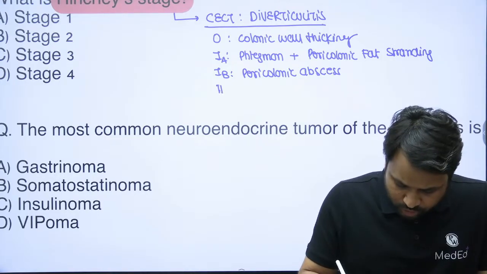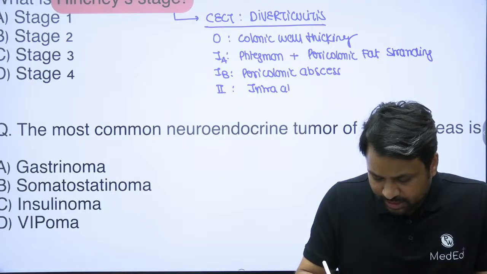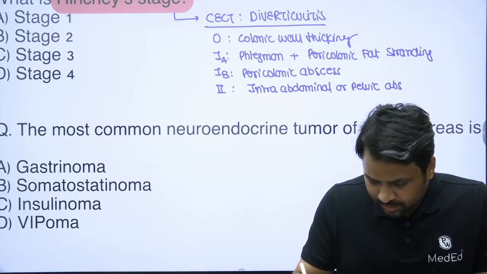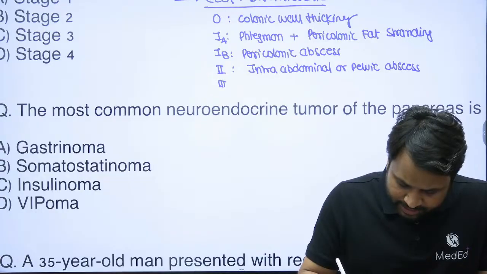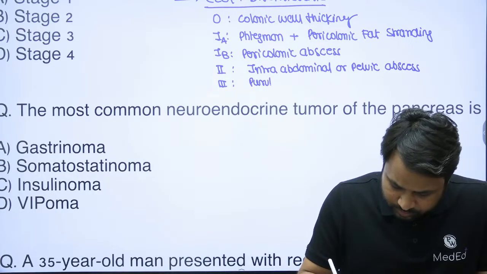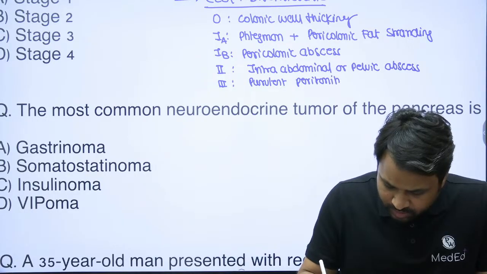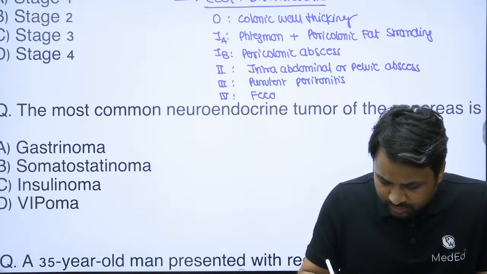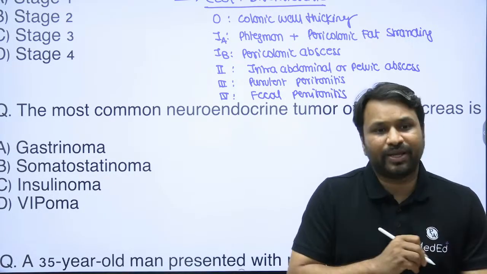Then you have stage 2, which is intra-abdominal or pelvic abscess. Stage 3 is your purulent peritonitis. And the last one that you have is stage 4, which is your fecal peritonitis.